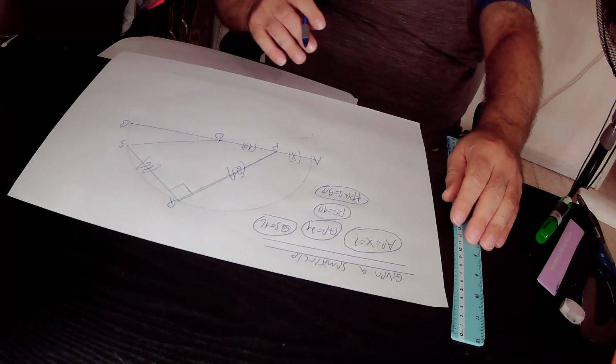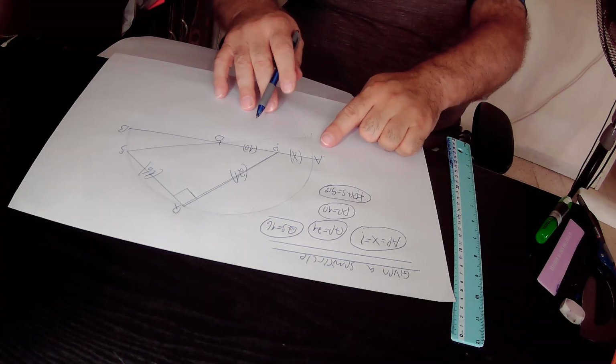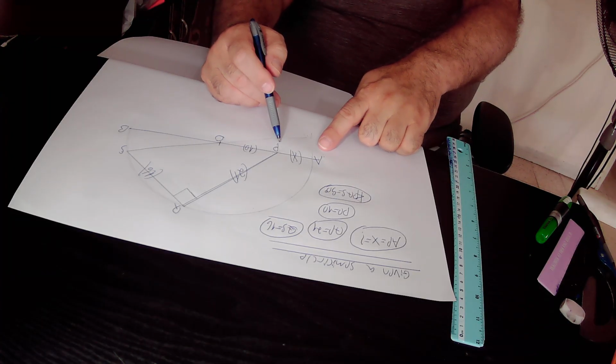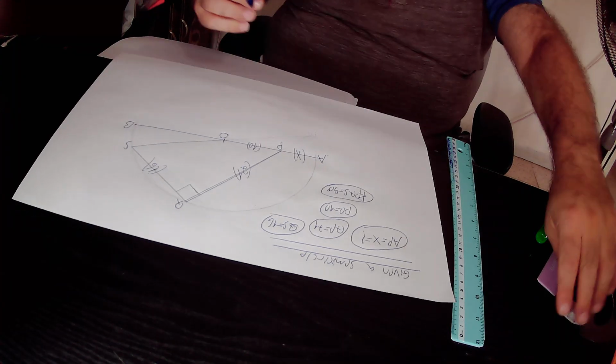Again, our task is to find the length of this short line segment AP that is equal to x. We have to find the value of x.